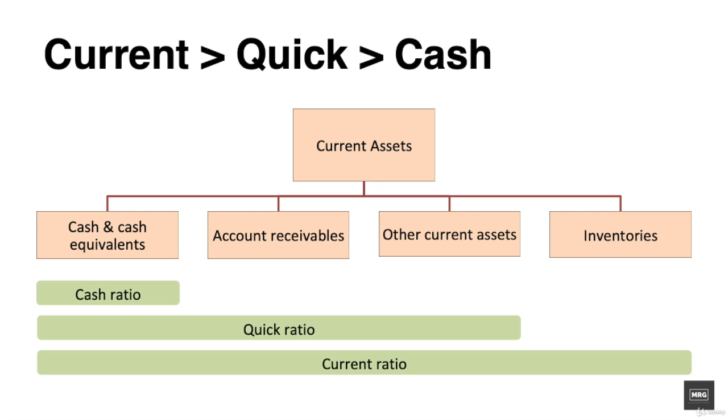For quick ratio, we are removing inventories, dividing by current liabilities. So quick ratio assumes that inventories can't be sold in the short term, but there are other assets that you can liquidate fairly quickly. Lastly is the cash ratio, which only accounts for cash and cash equivalents divided by current liabilities. So all these three financial ratios are a way to measure how liquid the company is to meet short-term liabilities.